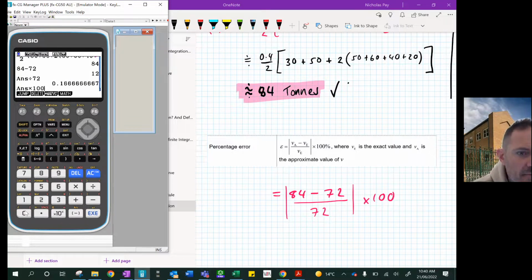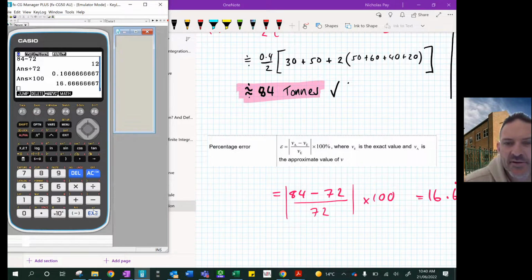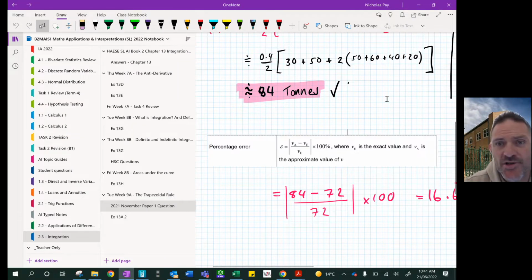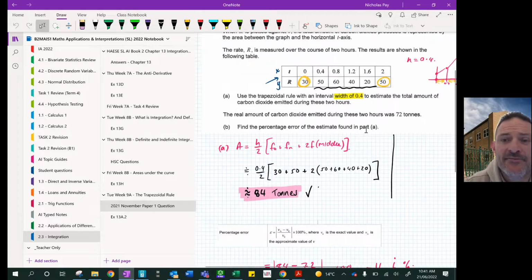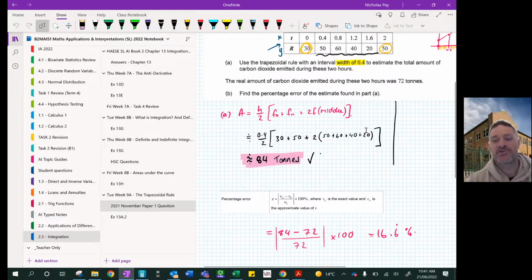Times it by 100, press equals, and we get 16 2/3%. Or 16.6 recurring percent, or 16.7%, or thereabouts. And we've just found our percentage error. And congratulations, you've just earned yourself 5 out of 5 marks. It's not a hard question, gents.